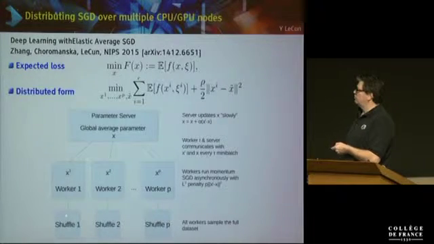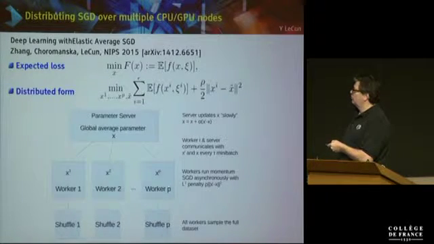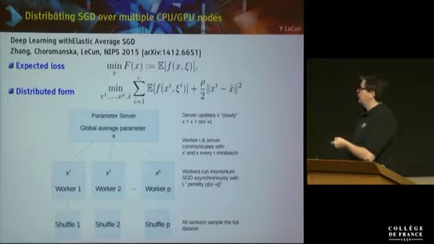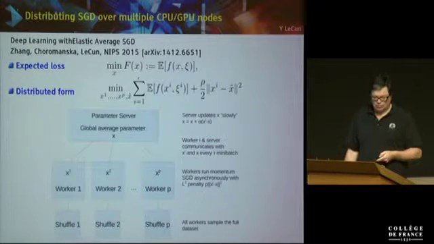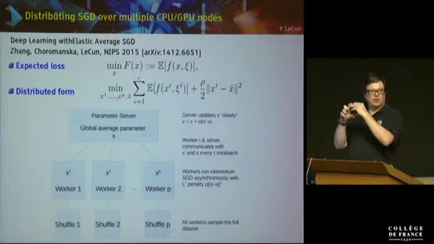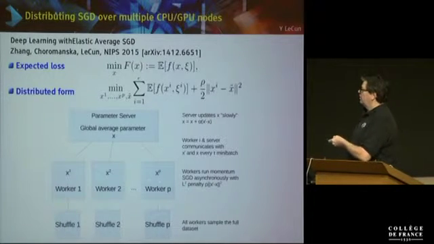You just divide the training set into pieces. You give a chunk to each processor or each node, a cluster, for example. What each machine does, each machine calculates its gradient on a mini-batch.